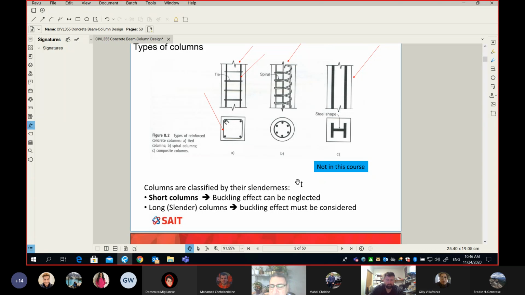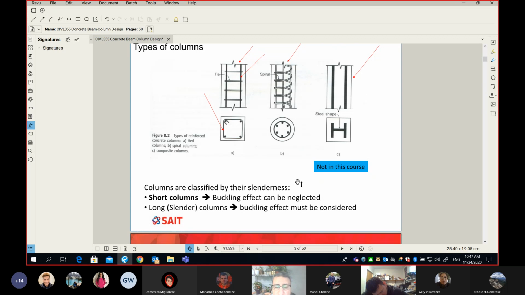Buckling is a phenomenon that simply happens to all members under compression. Any member that's under compression will buckle. In plain English, buckling is a factor of how slim or how chubby your member is. Buckling is completely a factor of how slender your member is. And that's why in my course here, you will learn about something called short columns and something called long or slender columns.